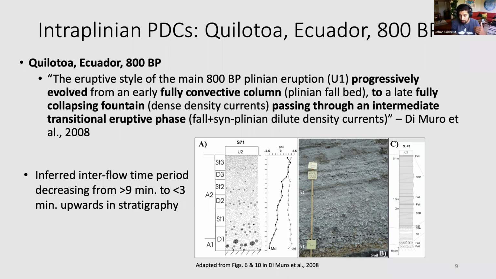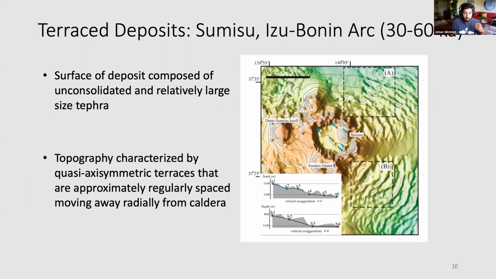So by the end of this talk, my new conceptual models are going to discuss this kind of evolution from buoyant plume to partial collapse to total collapse regime, because there's evidence that this occurs commonly for Plinian eruptions.